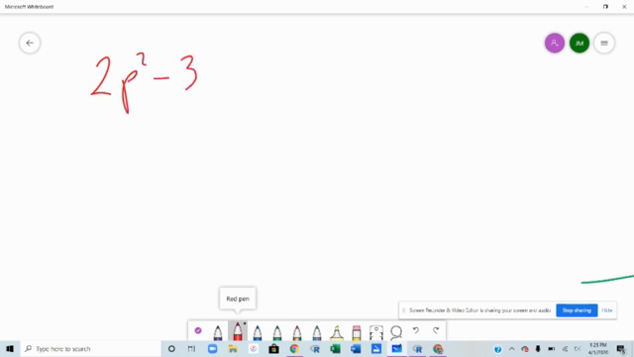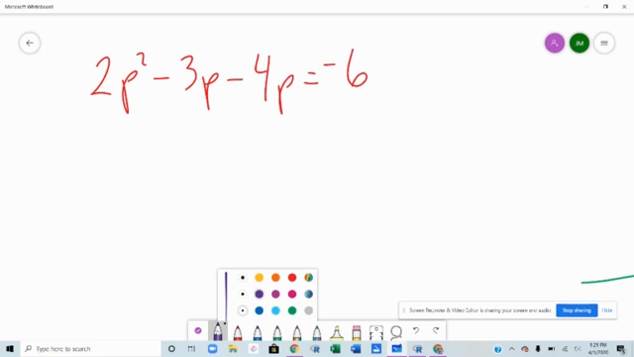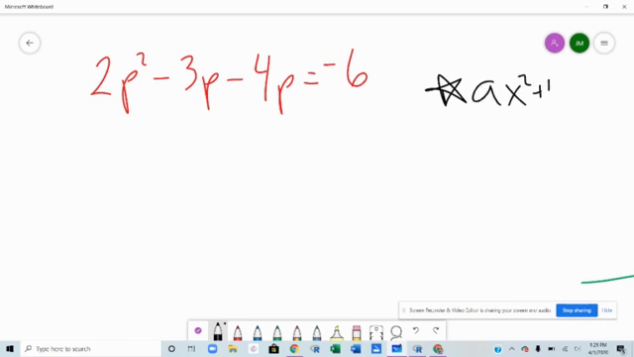2p squared minus 3p minus 4p equals -6. Remember, very first thing is standard form. You have to have the x squared, then x, then the constant equal to 0. So right now we do not have equals 0, so you need to start by getting this -6 over to the other side. Okay, so since it's -6, you would add 6, and you're going to add it to the other side. You should look first if there are any like terms over here.